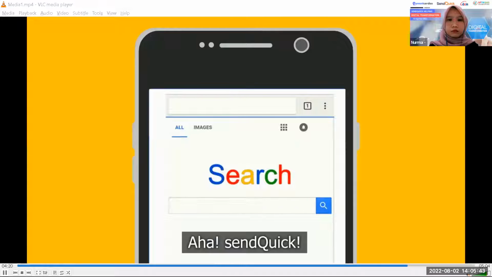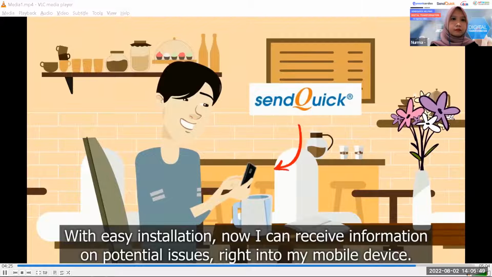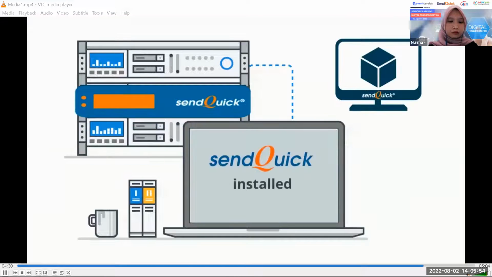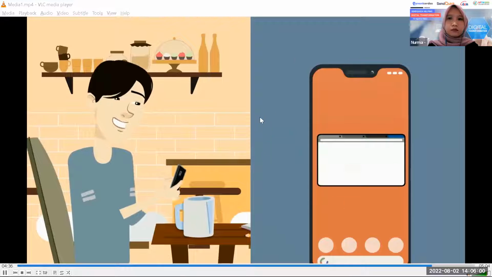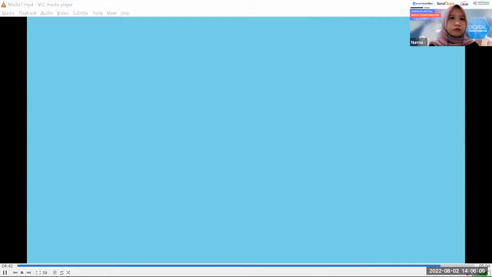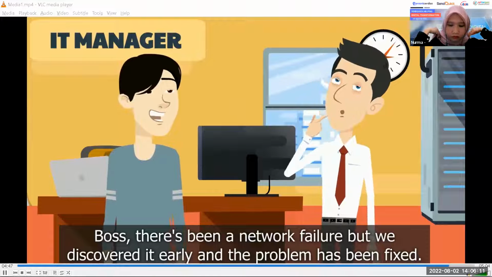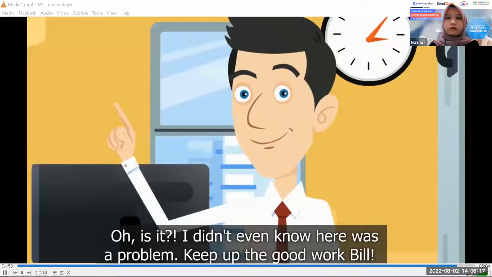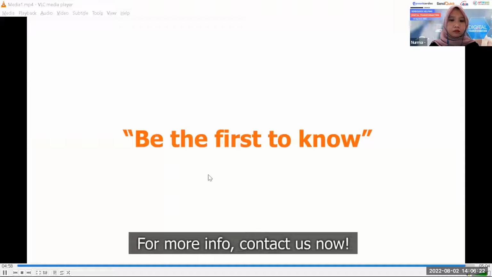Let's see. Aha! SendQuick. With easy installation, now I can receive information on potential issues right into my mobile device. Boss, there's been a network failure, but we discovered it early, and the problem has been fixed. Oh, is it? I didn't even know that was a problem. Keep up the good work, Bill. SendQuick, be the first to know. For more info, contact us now.